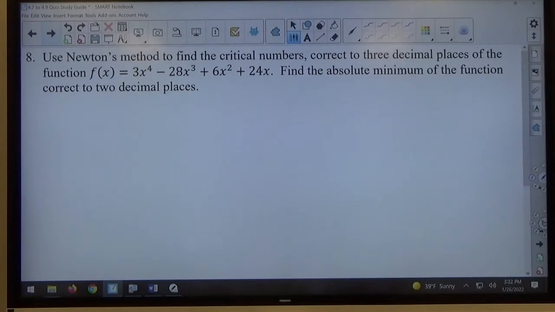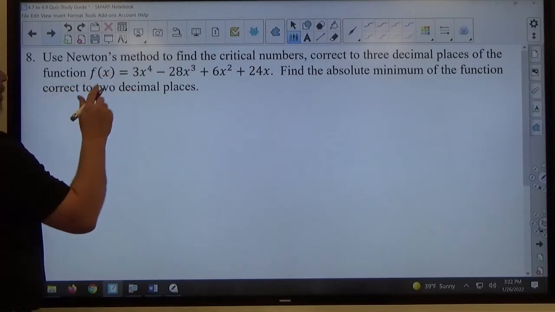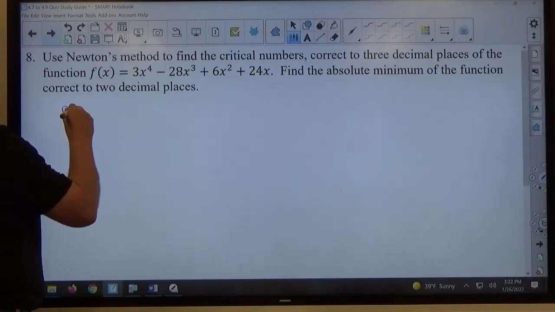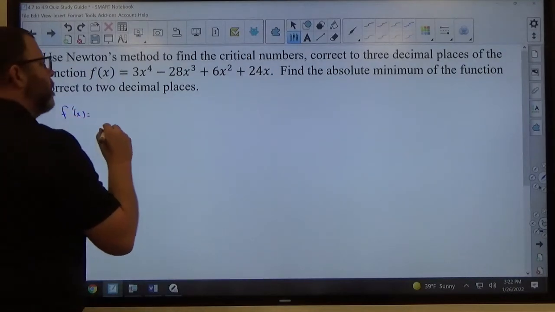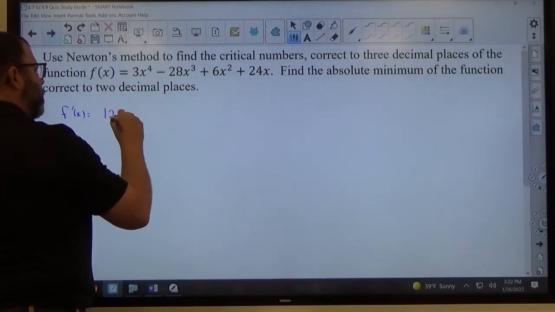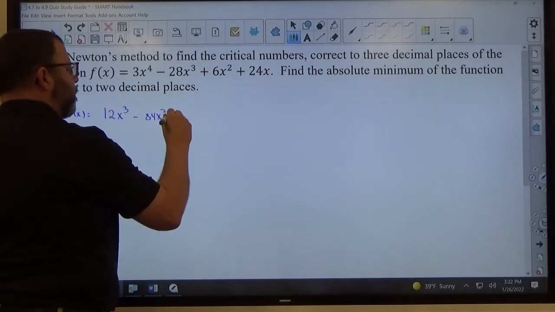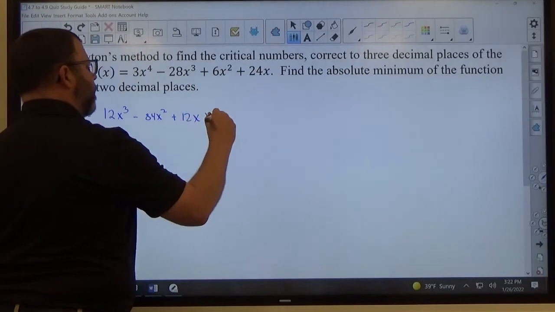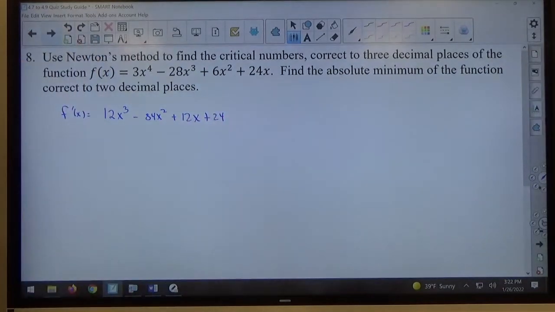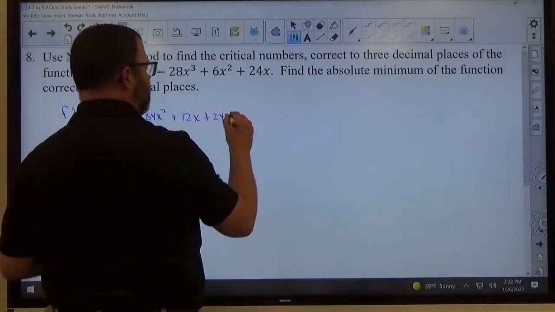Find the critical numbers, correct to 3 decimal places, of the function, and find the absolute minimum of the function correct to 2 decimal places. So, first off, we're trying to find critical numbers. First thing I'm going to do is find f prime of x, which is 12x cubed minus 84x squared plus 12x plus 24. There are no endpoints, and polynomial functions cannot be undefined, so only where it equals 0 will be critical numbers. So I'm going to set that equal to 0.